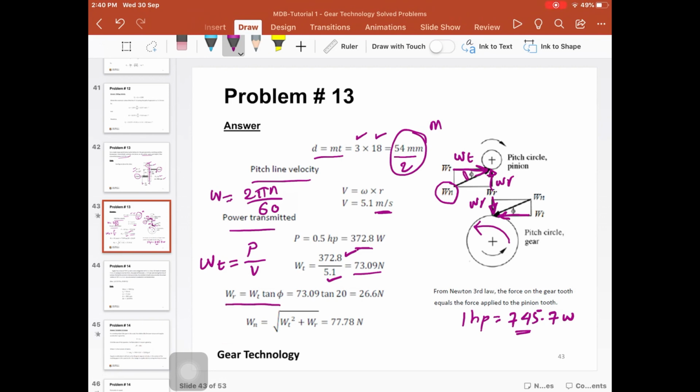Remember also that WR is equal to Wn times tan phi. So the WT is being calculated, and then tan phi, the pressure angle is 20, so this gives us the radial component as well. Based on these two components, we can calculate the normal force, which, based on the Pythagoras theorem, is the square root of the tangential component squared plus the radial component squared. So the same Wn is the same on both the pinion and the gear.